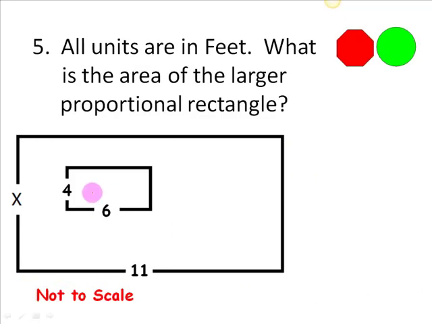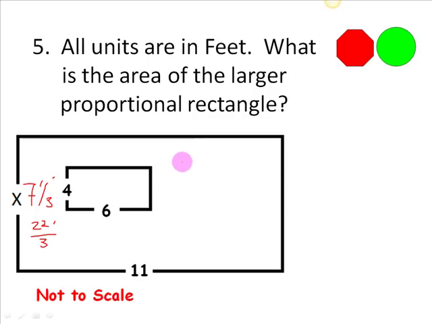Okay, number 5 uses the same drawing. So now what you're going to have to do is remember what you had for the answer for number 4, and that would be 7 1/3 feet, or 22 thirds feet. They're the same amount. What is the area of the larger proportional rectangle? Click on the stop sign.